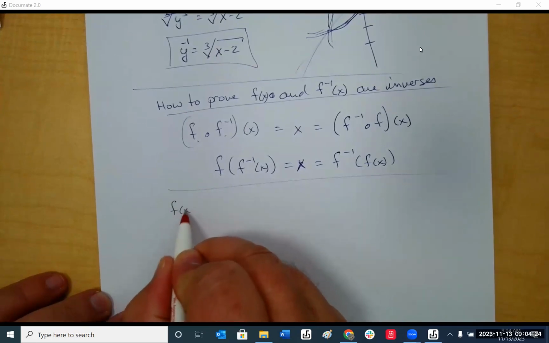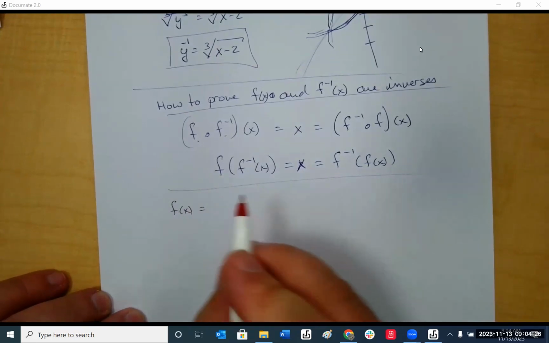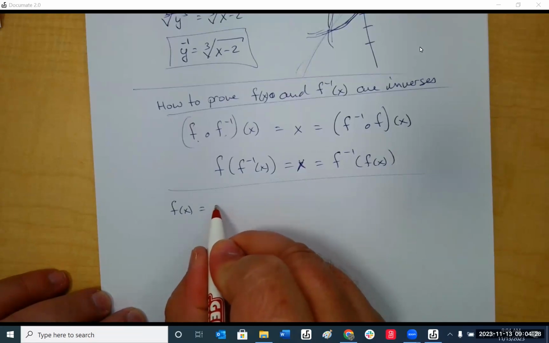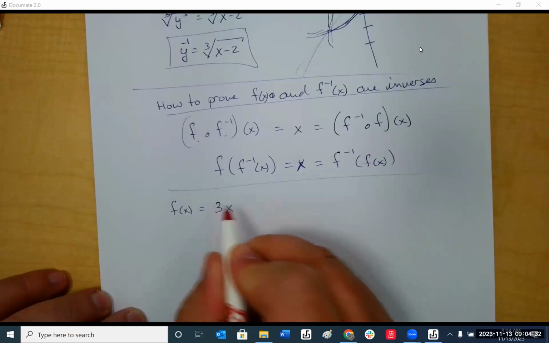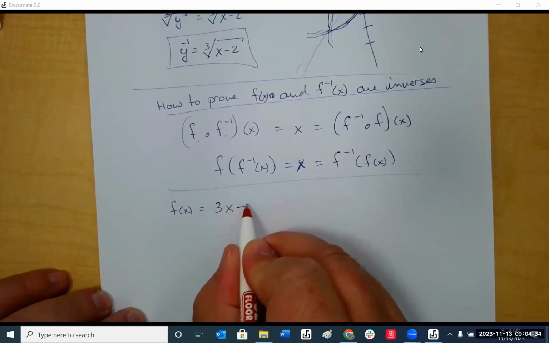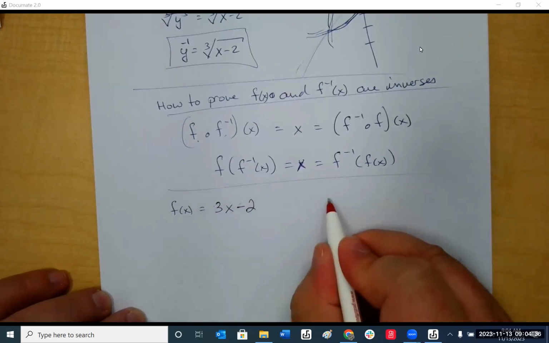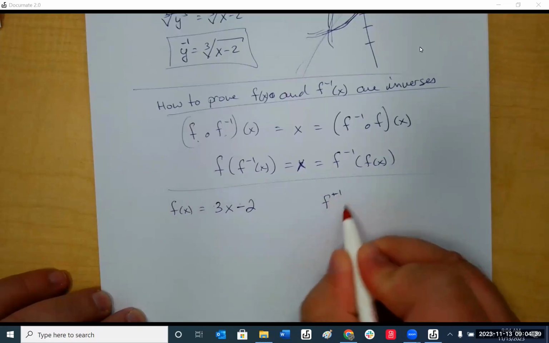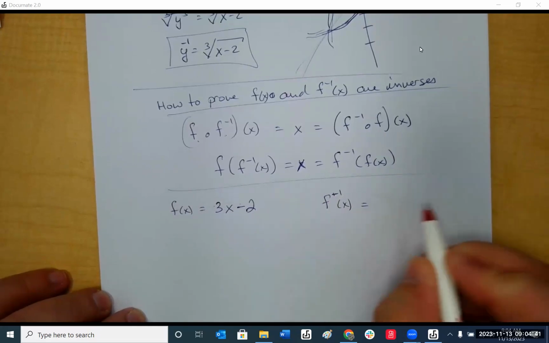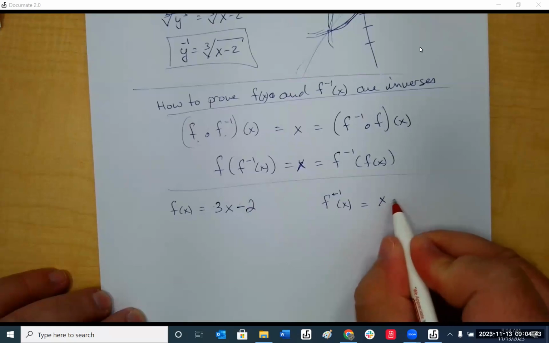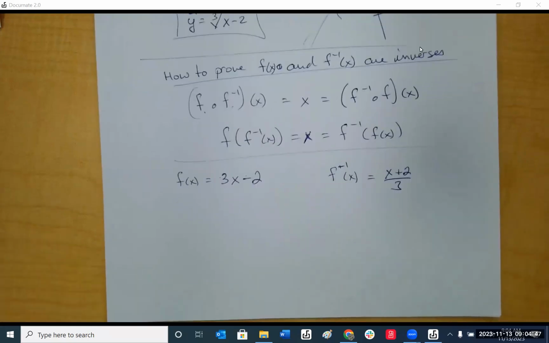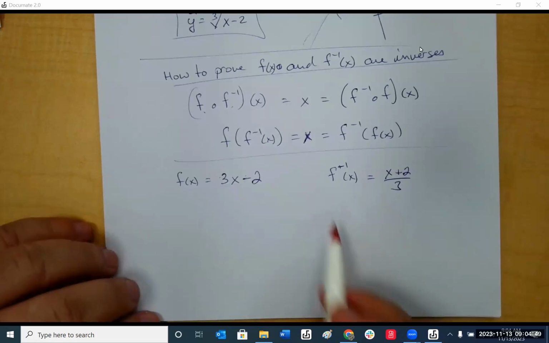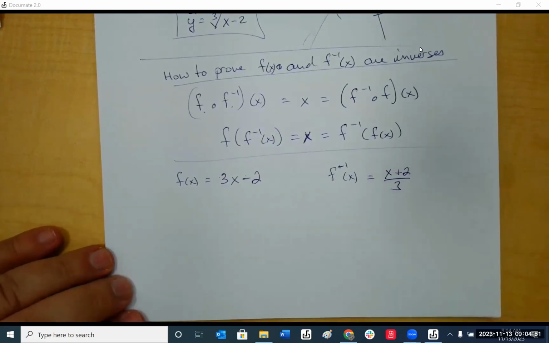Let's look at the ones we did earlier. We did 3x minus 2. So the inverse there is x plus 2 over 3. Let's check to see if those are inverses or not.